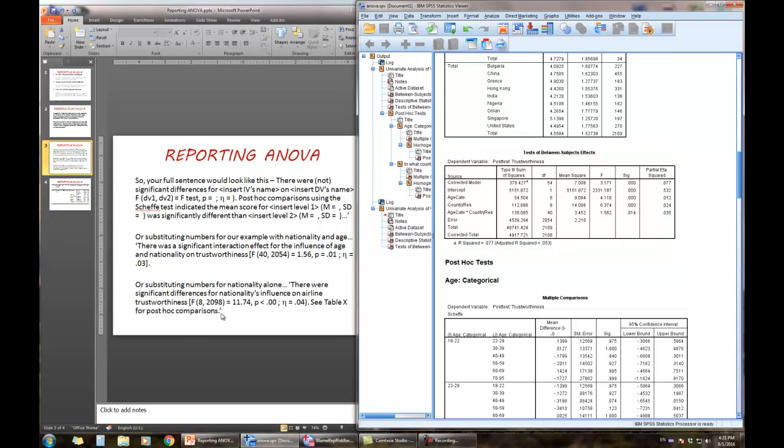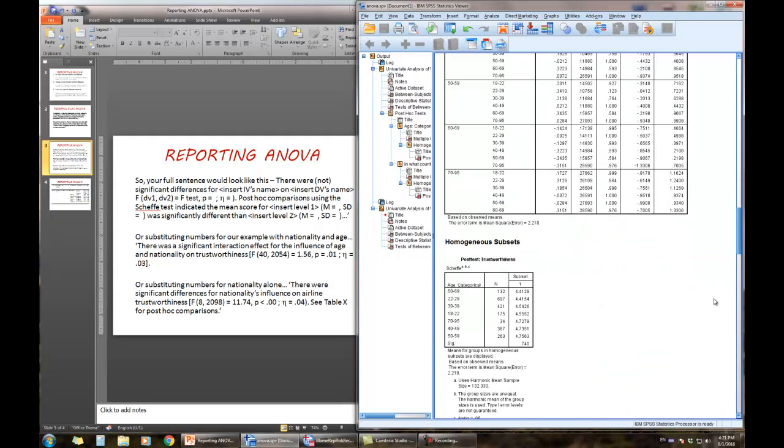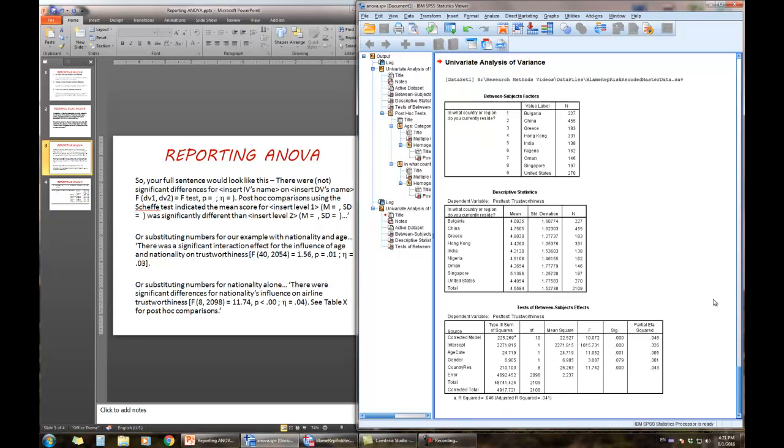Now, if we substitute the numbers for nationality alone, we scroll back down to our nationality alone result, and so we get the F, the 8 and 2098. So we put those two numbers right there. Our F value is 11.74. P is less than 0.00. Remember, if we're reporting our p-value and it's 0.000 or below, we don't say it equals 0. There is no such thing. You put the less than and the 0.00, and then our eta as 0.04.